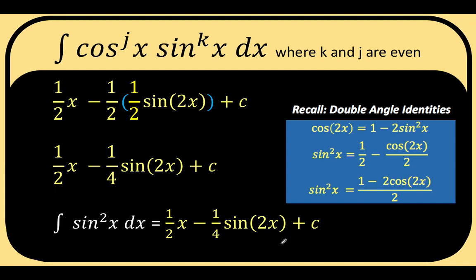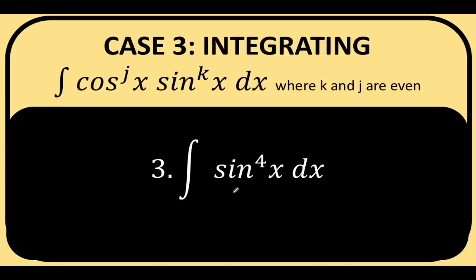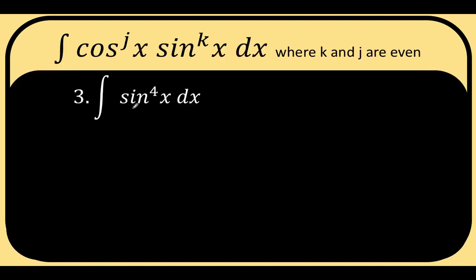Let's go to our problem number 3. What we have now here is sine to the 4th x dx. Still, our k value is even because 4 is an even number, and the j value is implied to be 0. So how do we find the antiderivative of this function? First, since we know how to find the antiderivative of sine squared x dx, then we can rewrite this as sine squared x all raised to the 2nd power dx.